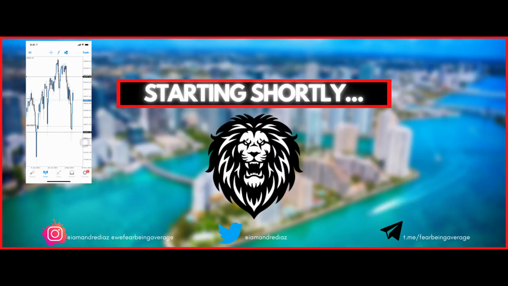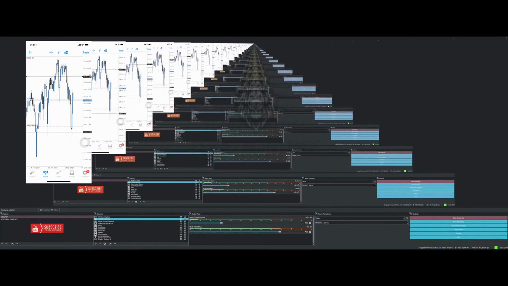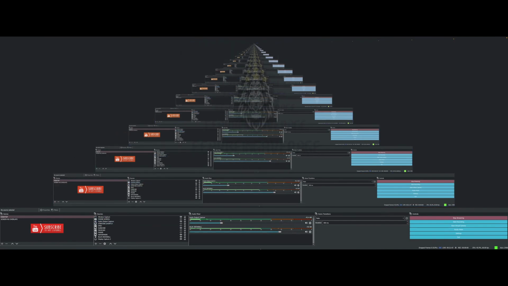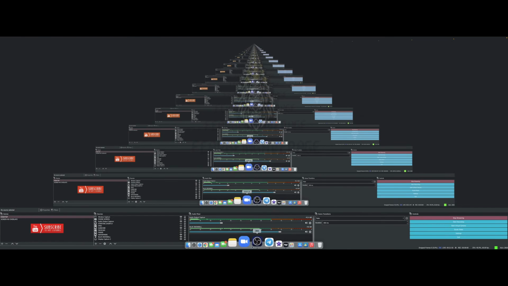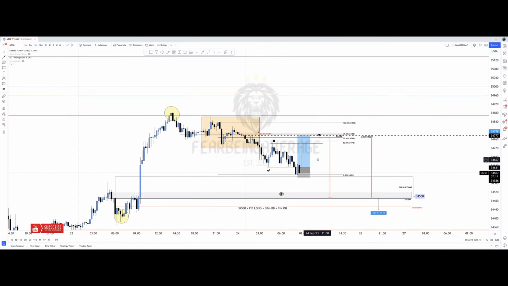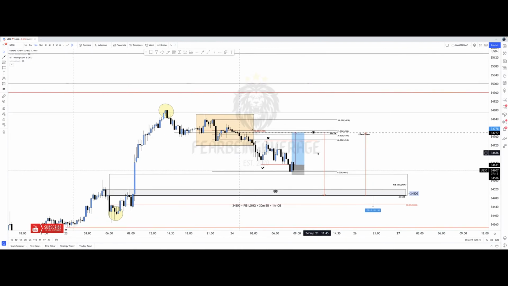Short term, I'm still bearish. But long term, I am still bullish. So right now, the trade is still in some drawdown. Not really much going on. We just gotta wait because we still have 7 minutes on this 15-minute candle. So anything can happen. We just wait.